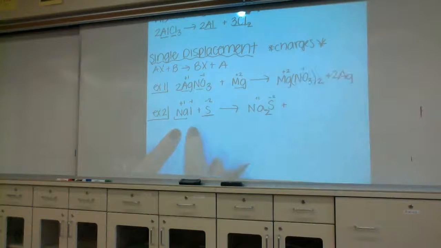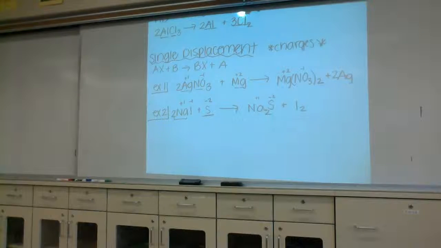What's left over? The only guy left over is iodine, and if we think HOFBrINCl, if it's ever by itself, this needs to be I2. Okay, so let's check if I'm balanced. I've got 2 I's over here, so I'm going to put a 2 here. I've got 2 Na's here, 2 Na's here, 1 sulfur, good to go. Okay? So that is single displacement.